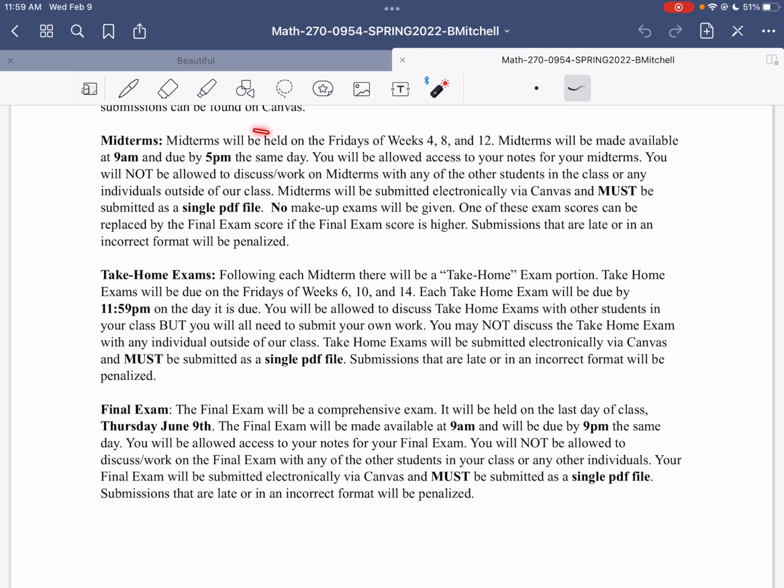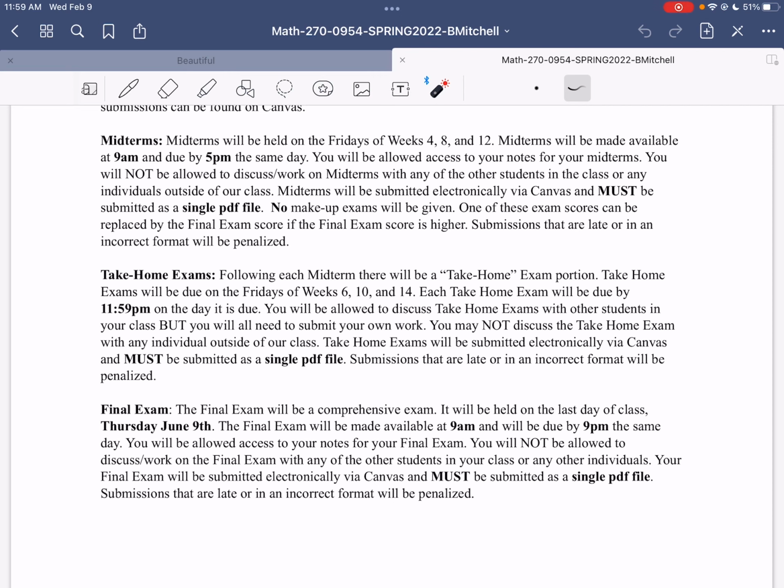The final exam is similar to the midterms, though it's a little bit longer. It's made available at 9 a.m. and then is due by 9 p.m. So it's got about a 12-hour window. Again, it's not written to take you 12 hours. It's written to take you about 3 to 4 hours. But again, you're welcome to use as much of that 12-hour window as you would like.